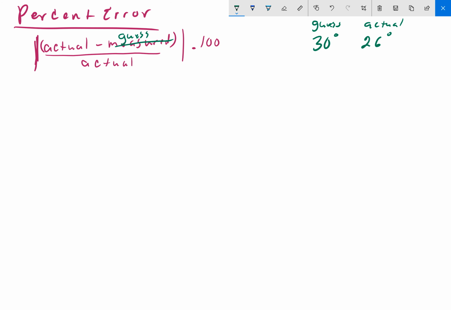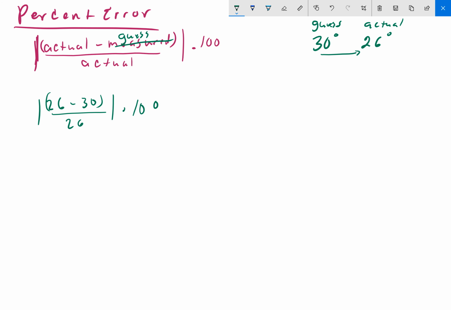All right. So what I'm trying to do is find out how far away my guess is from the actual value. So I'm going to say the absolute value of 26 minus 30, divided by the actual value, which was 26, times 100.